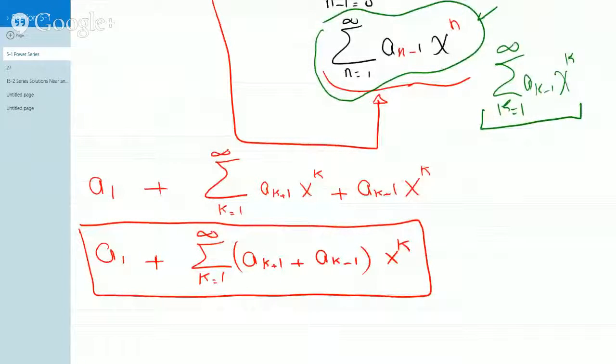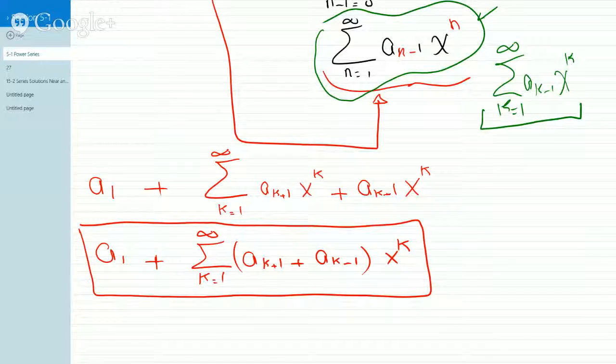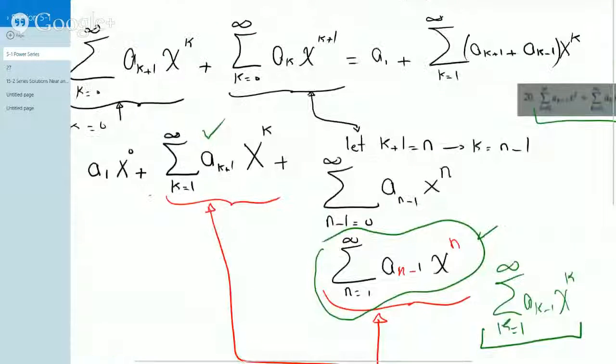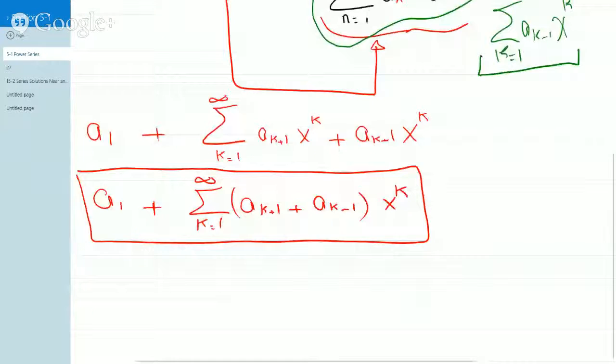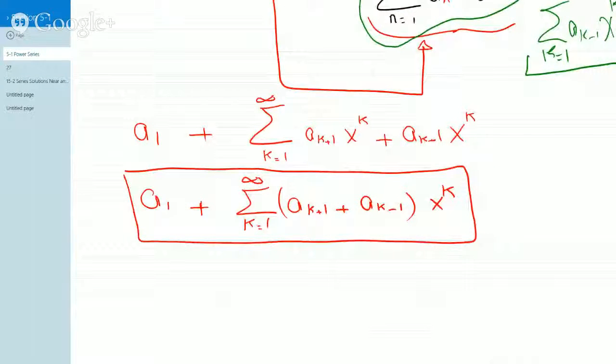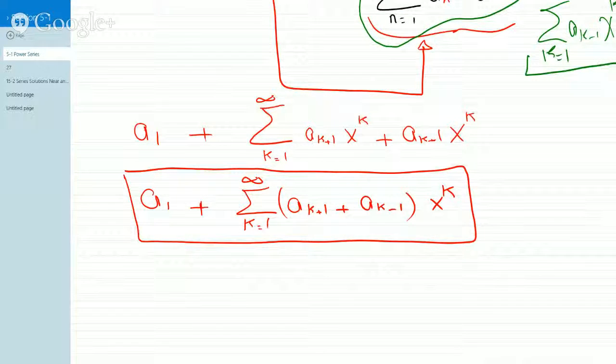And now if I factor x to the k out of both of these, because they both have x to the k, I get the sum of the two coefficients, a of k plus 1 plus a of k minus 1, times x to the k, summation starting at 1 going to infinity, which is exactly identical to the right-hand side of the equation I'm trying to satisfy. So this proves it, and this is just a way of how to manipulate and shift the index in order to combine two different series that may start at different places and at the same time have a common power term, x to the k, applied to both of them.